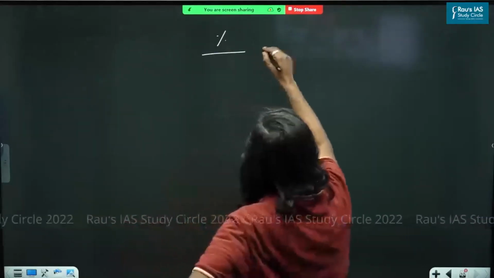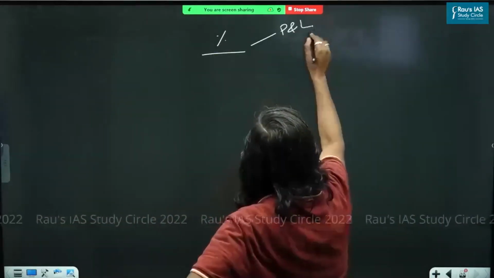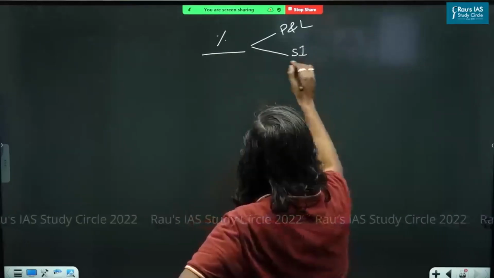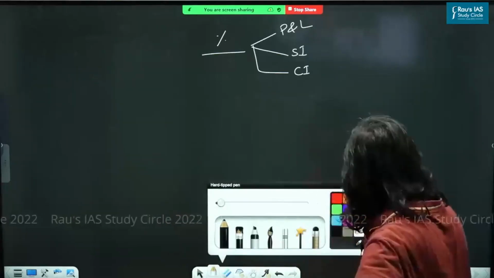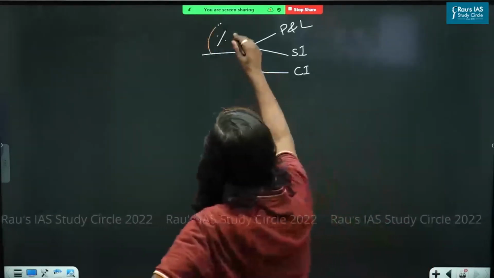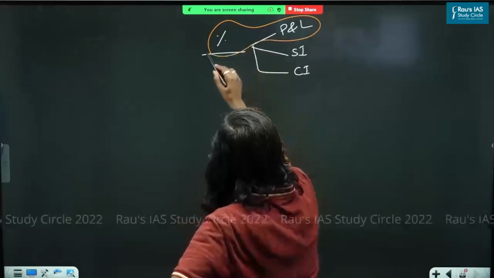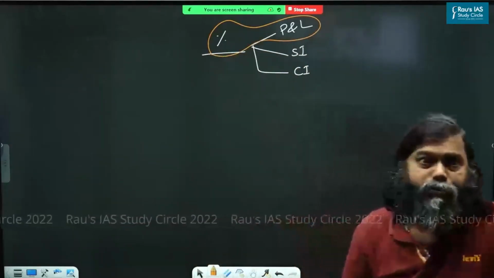The application topic of percentage is profit and loss. Next, simple interest. Next, compound interest. Out of these four topics, this topic and profit and loss, both are almost every year a compulsory question.